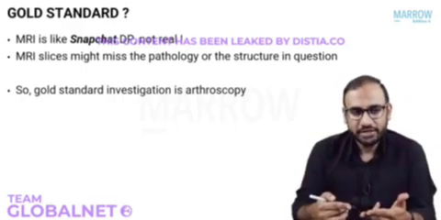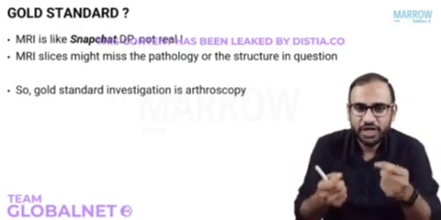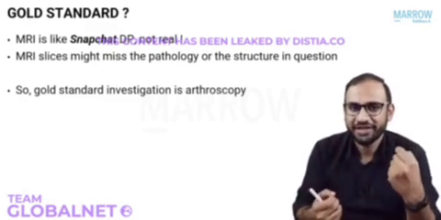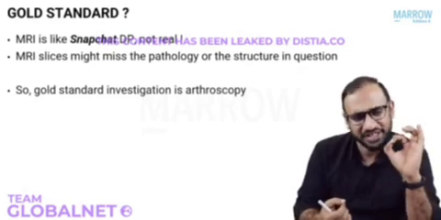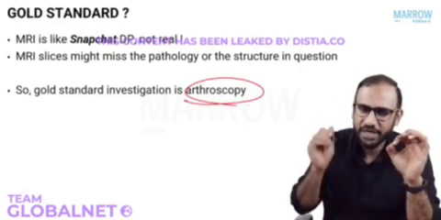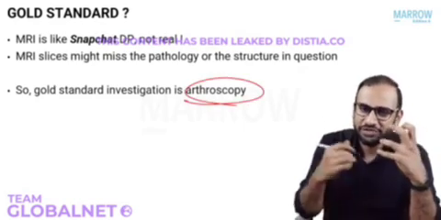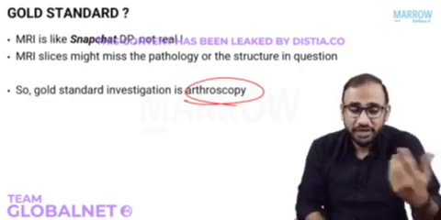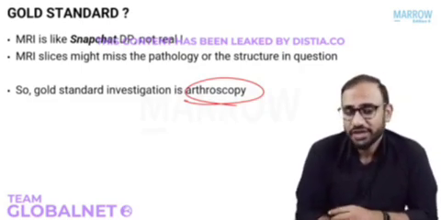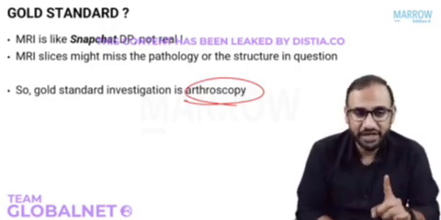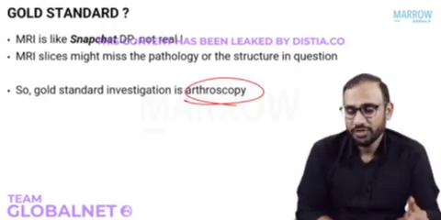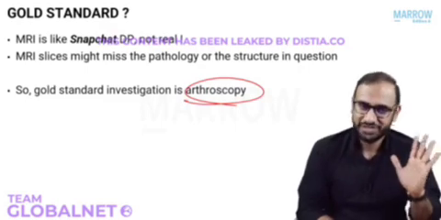So when you put a camera inside, what can beat that? You can visualize the injuries with your own eye without any kind of bias from the radiologist. So the gold standard investigation remains arthroscopy, where you put the camera inside the knee joint and visualize the injuries yourself. That way you can be accurate. That way you can be sure that the meniscus is actually injured, the cruciate is actually injured. Please remember, for collaterals you will not do arthroscopy because they are extracapsular structures.